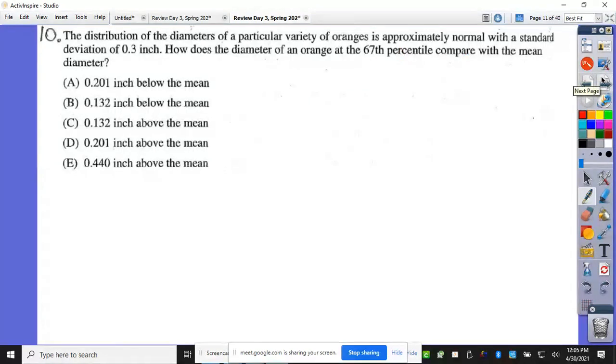Number 10. This one is an easy problem. There's a tiny piece of it that makes it tricky.